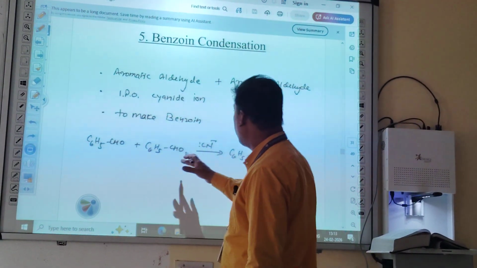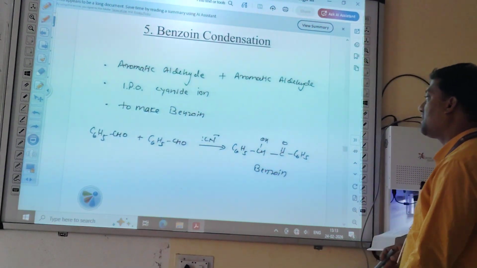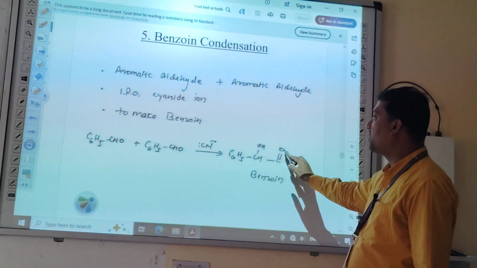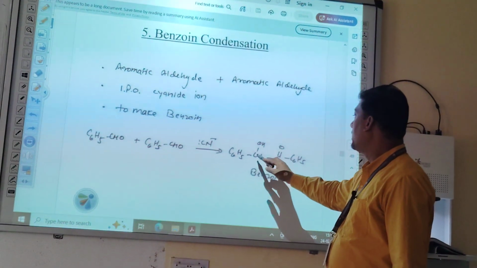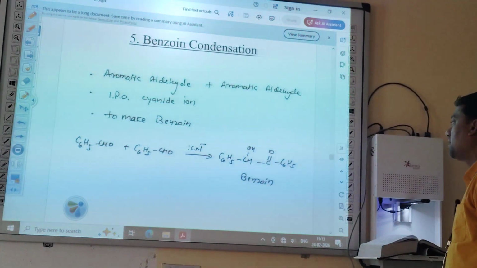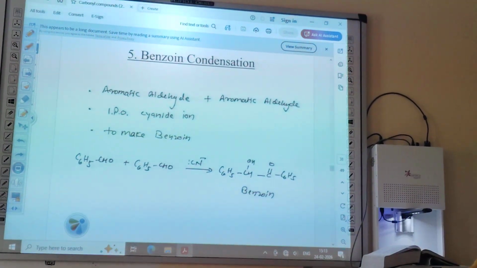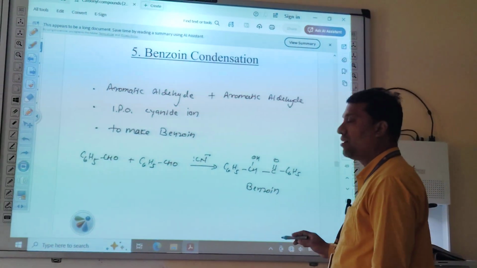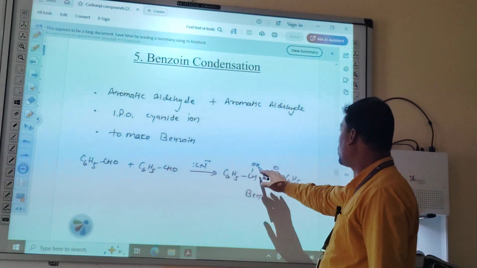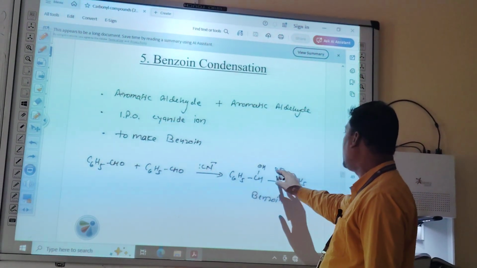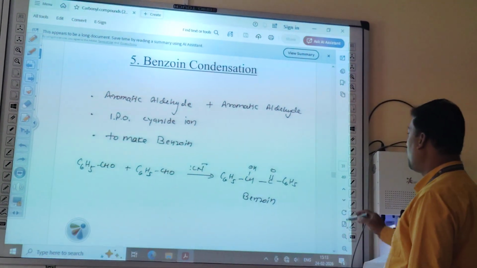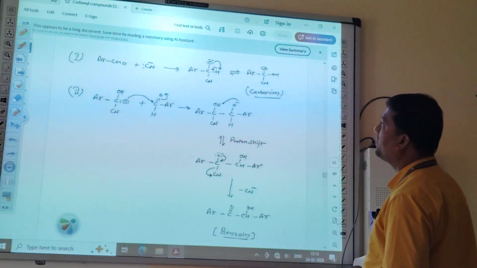The two reactants simply add with each other. C6H5, C6H5, and C double bond O. CHOH. Benzoin is there. Just like your aldol, it is known as benzoin. Here an OH alcohol group is there and another ketone group, C double bond O, is there. And what is the mechanism behind it? This is the mechanism.